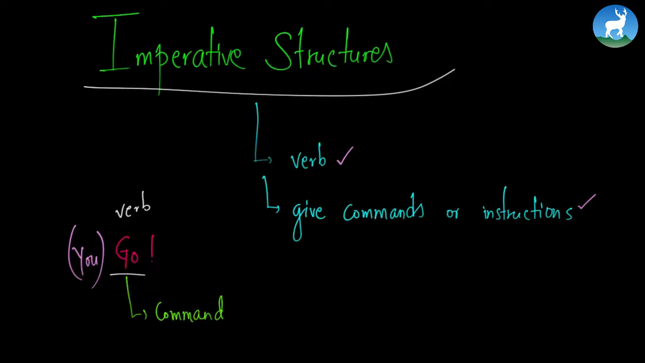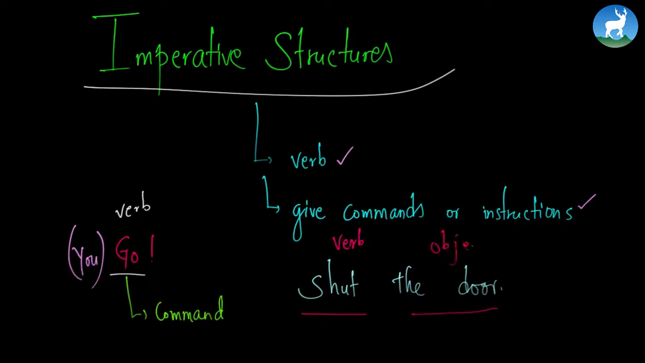When I say something like, shut the door, shut is the verb, the door is the object. And what is the hidden subject? The hidden subject is you. This is what we call a hidden subject. So we've got hidden subject plus verb plus object.